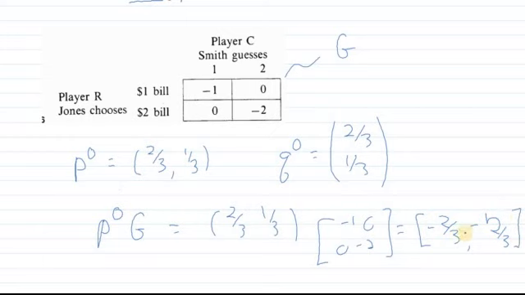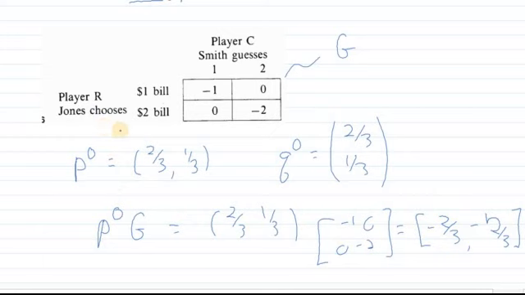Now, what do these minus 2/3 represent? Well, this minus 2/3 represents the average payoff to the row player if Smith always guesses 1. If Smith always guesses 1, what's going to happen? Well, 2/3 of the time he's going to be right, and 1/3 of the time he's going to be wrong. When he's right, the row player loses $1, and when he's not right, he loses nothing. So his average loss is going to be minus 2/3 of $1.